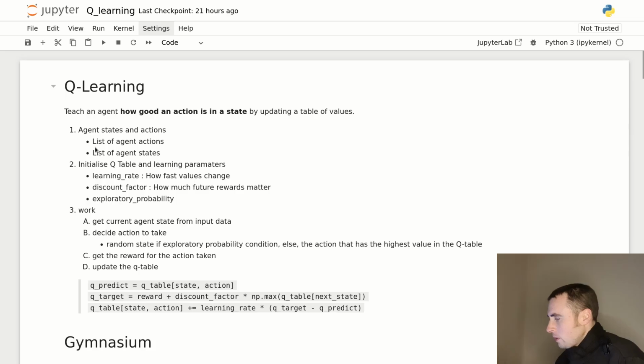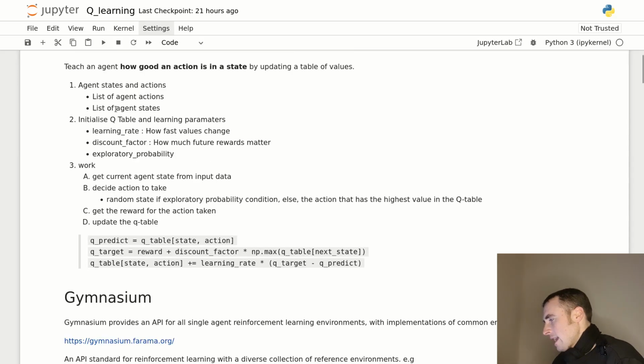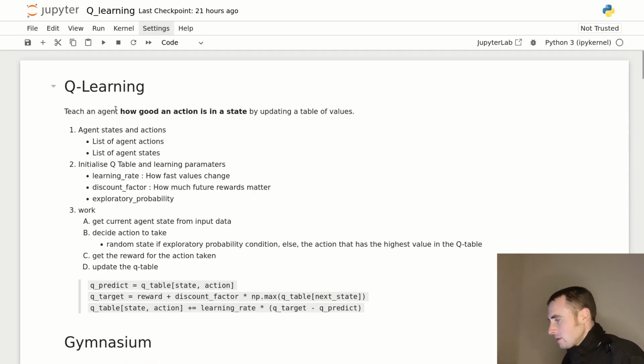Hi, I'm going to have a look at reinforcement machine learning and look at how to apply it to the MACD trading strategy. So in Q-learning, we teach an agent how good an action is in a particular state by updating a table of values. And the agent has a distinct set of actions and a distinct set of states.